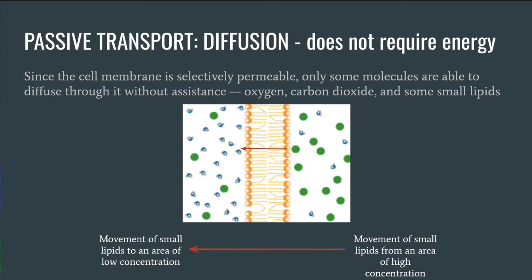So here we have a concentration gradient established from the right side to the left side if we're looking at those green solutes. Those green solutes are going to represent some small lipids. Notice there's a higher concentration of those small lipids on the right-hand side, therefore it's naturally going to want to diffuse to the left-hand side. So if I have that movement of those green solutes from right to left, that means it's going with that concentration gradient, and that's going to be passive transport, not requiring any energy.